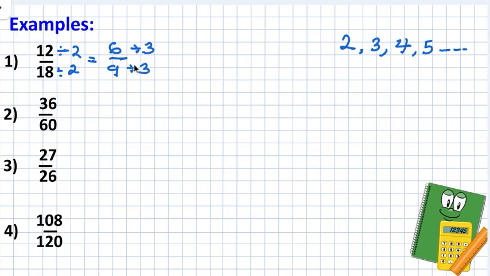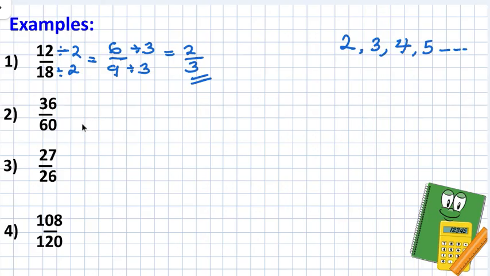So 6 divided by 3 will give us 2, and 9 divided by 3 will give us 3. So we have 2 over 3. Now 2 over 3 is the simplest form because the numerator and denominator here do not have a common factor. So that's our answer. Let's look at example 2.